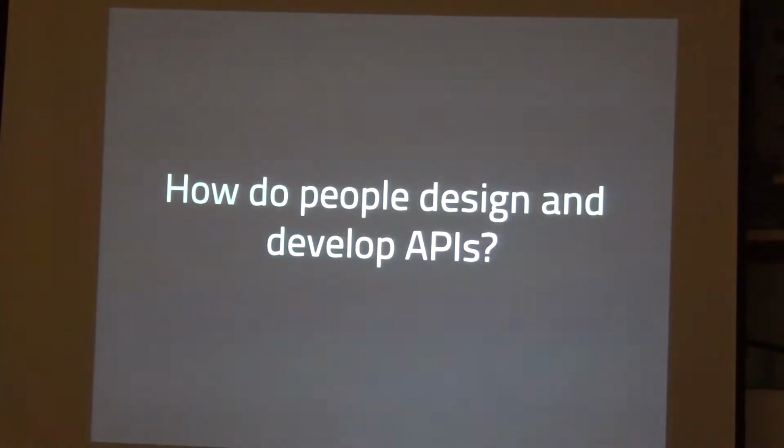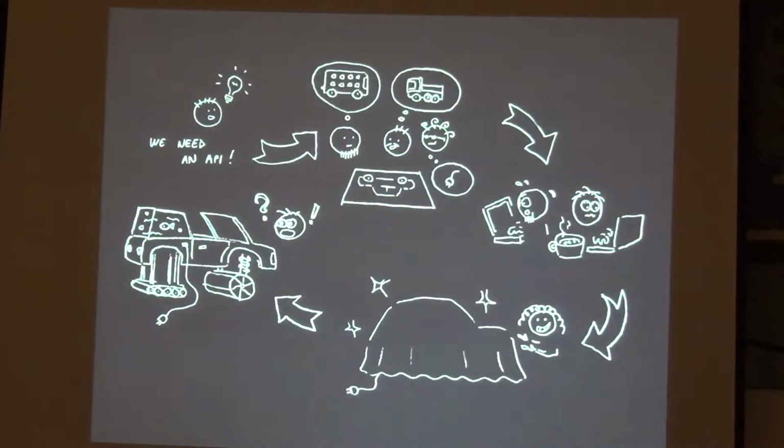So how do people design and develop APIs these days? It usually looks like this. At the beginning, there is a guy who says, we need an API. It can be your customer, it can be your boss, but it doesn't matter. You need an API, right? So you go to the meeting room with your colleagues and you design the API. You decide whether it's JSON or Hypermedia or what endpoints or URLs.